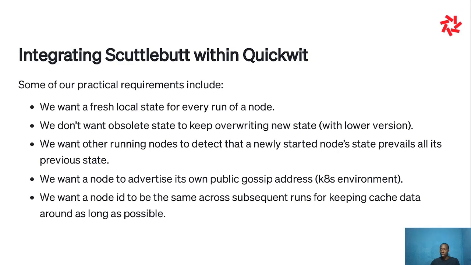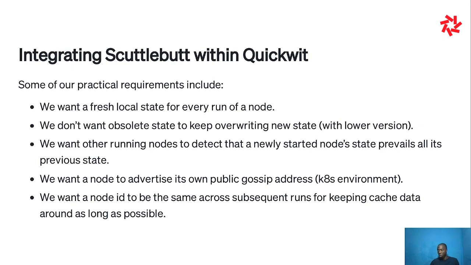Some of our practical requirements included: when a node is starting, it starts with a fresh local state, really fresh, and we also don't want an old state from a previous existing node overwriting a new state. When a node is dead and then we restart it, we reincarnate it, it usually comes with a fresh new state. However, because a previous state was still lying around, we don't want that previous state to overwrite the new state. We really want the new state to be considered as the new one, and all nodes within the cluster to note that this is the real new state, even though that old state might have a higher version than the new one. We want to be able to really consider that new state as the one that we want to run with.